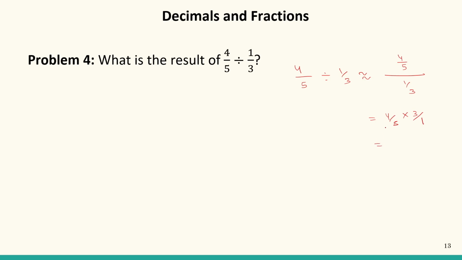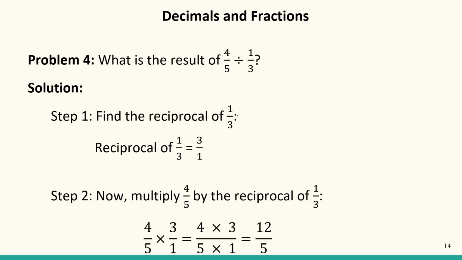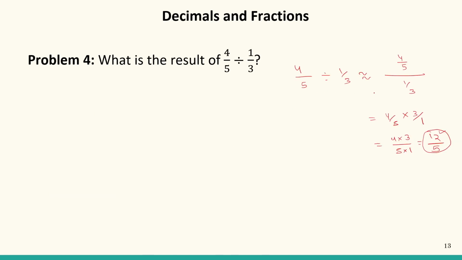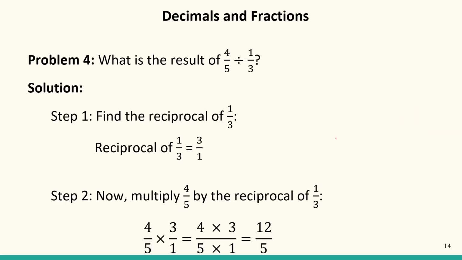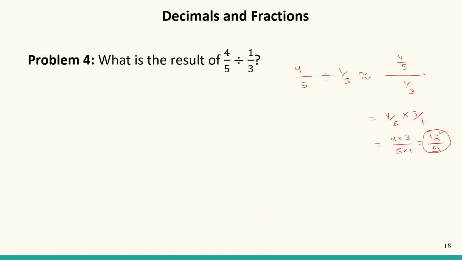Okay, we know how to solve this. We multiply the denominators and numerators. So we multiply 4 by 3 to get the final numerator, and we multiply 5 by 1 to get the final denominator, that is 12 by 5. Okay, so this is the answer. So what we did was, reciprocal of 1 by 3 is equal to 3 by 1. We took the reciprocal here and multiplied it, and then what we got was 12 by 5.